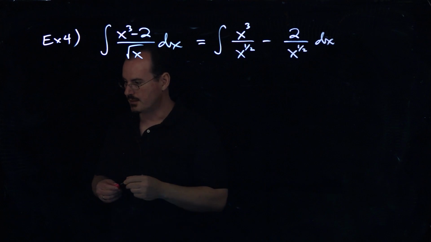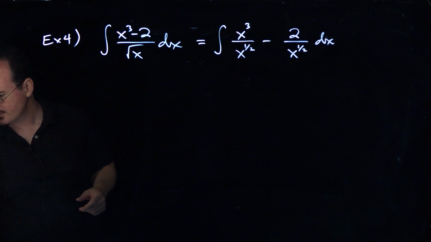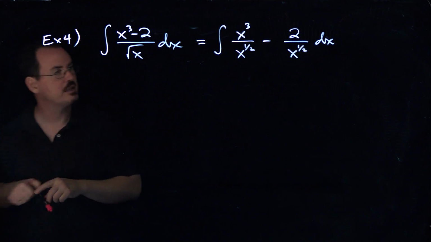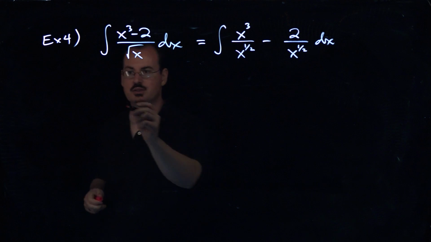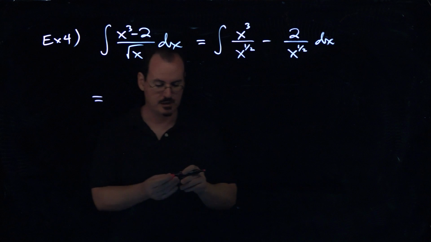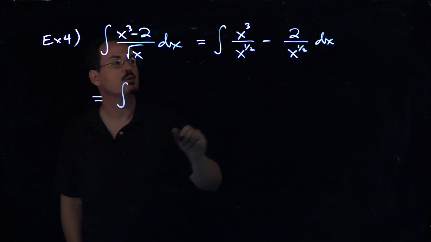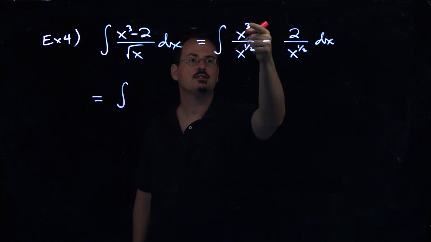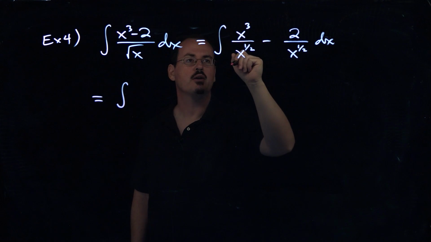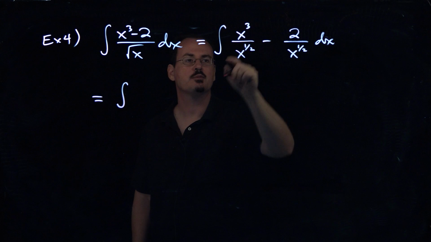So there's our split up function, and now what we're going to do is, in order to fully write this as power functions, I want to use the properties of exponents to simplify this. So if I've got x to some power divided by x to some other power, remember what you have to do, you have to subtract the exponents.